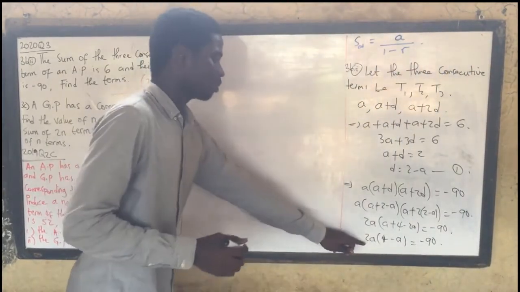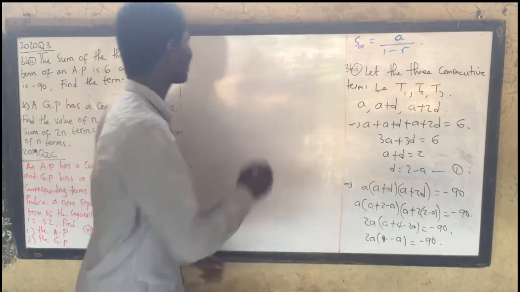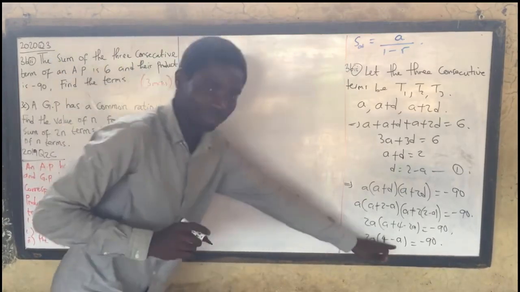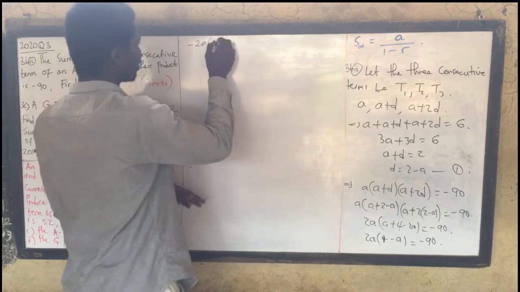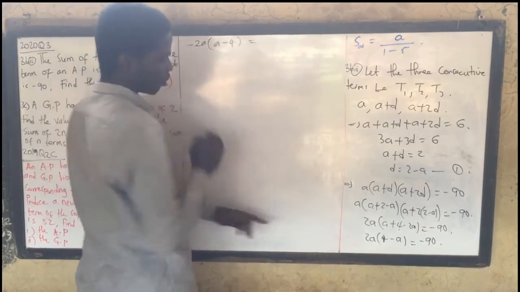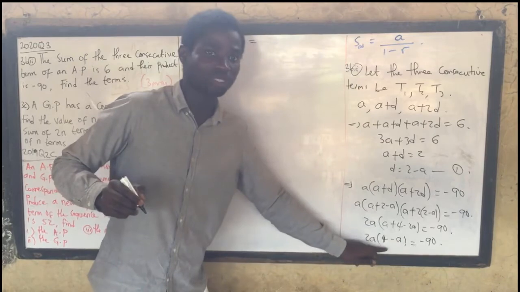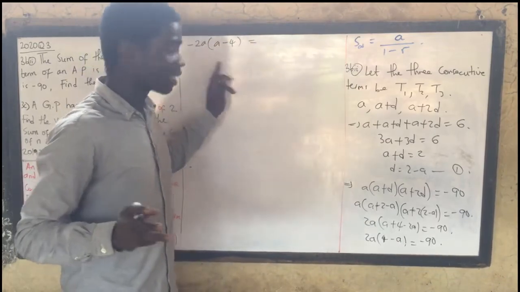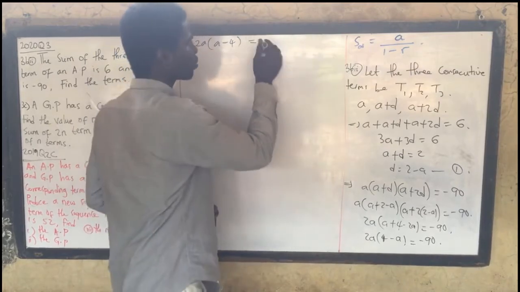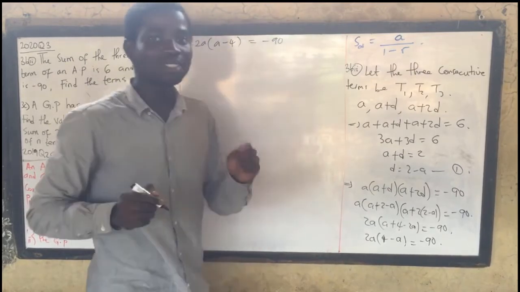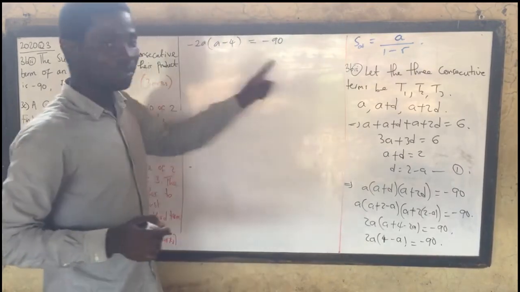So bring out minus from here so that you will be left with, if you bring out minus, you will have minus 2A open bracket A minus 4. You know, if you bring out minus, what is at the back will come to the front. If you don't understand, expand it back, you will get the same thing. Do you understand? So it's equal to minus 90. Divide both sides by minus 2.